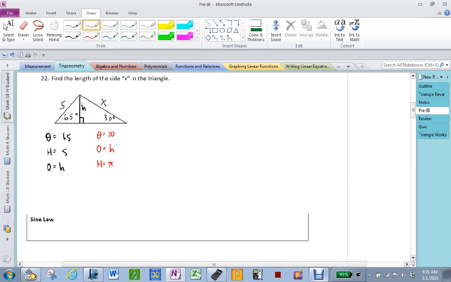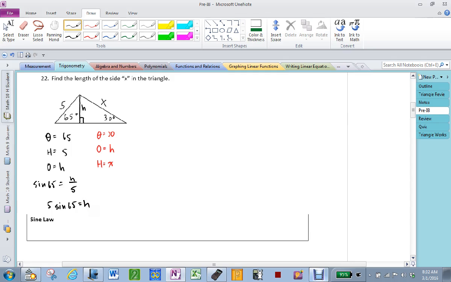Everybody with me? All right, check it out. This math here, what would you do? Sine 65, right, equals opposite little h over 5. Agreed? Okay, what are we trying to find? Little h. So we'd multiply here, of course, wouldn't we? 5 sine 65 would equal h. Is everyone cool with that?